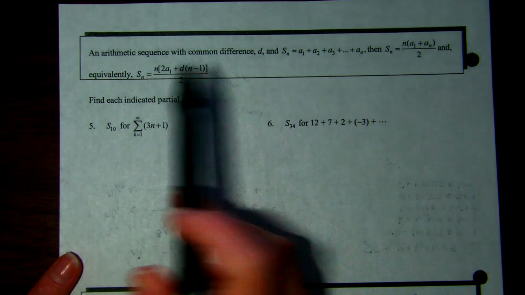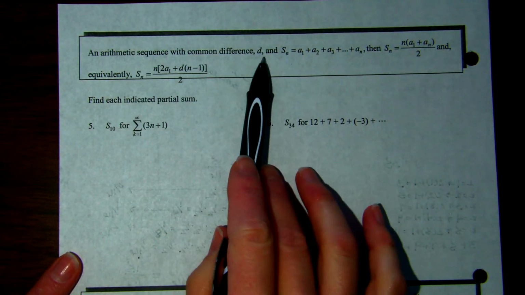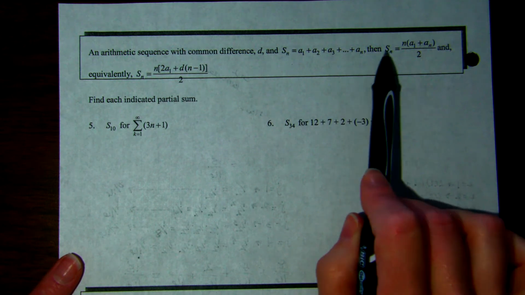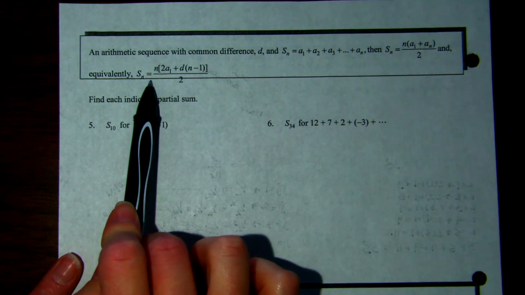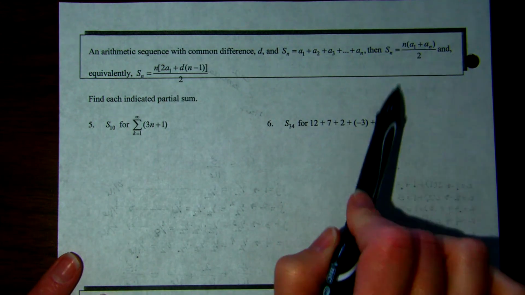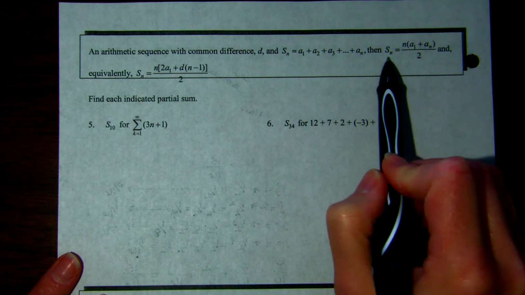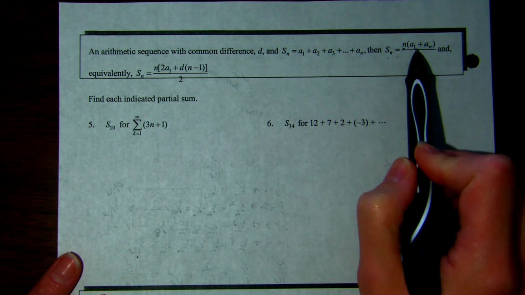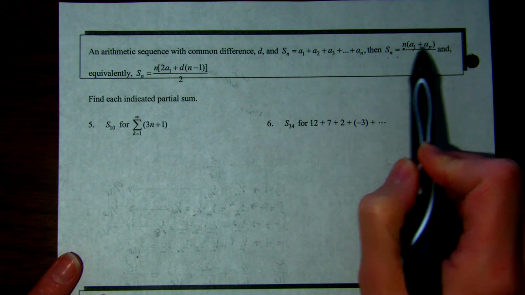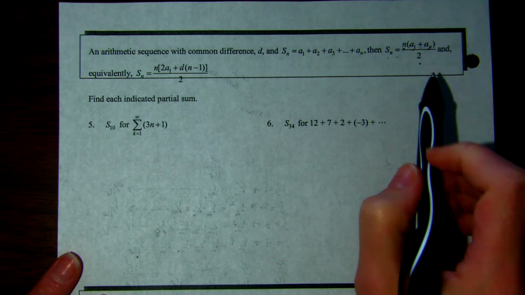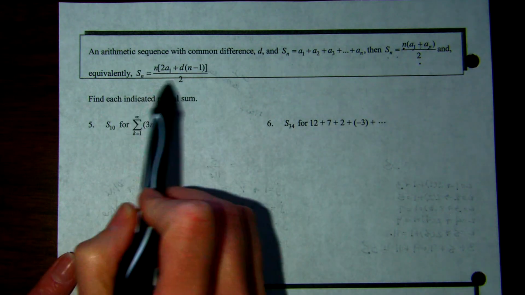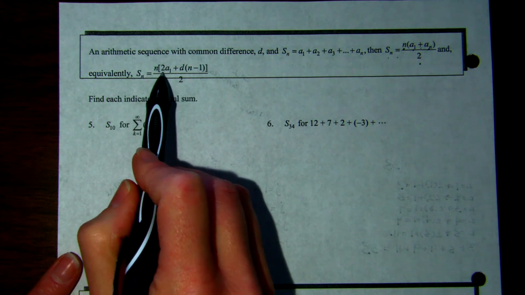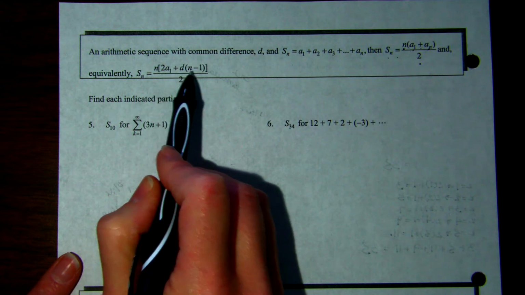So if you turn your page over, arithmetic sequences with common difference d and sum, so summations of this. You can use this formula or this formula to find the summation to a point, okay? So this formula right here, the sum at n is equal to n, so the number you want to go to, times your first term plus the term at that point divided by 2. Alternately, you can use this formula here. And you can say, okay, my sum at n is equal to n, the number I want to go to, times 2 times the first term plus the common difference times n minus 1 over 2.